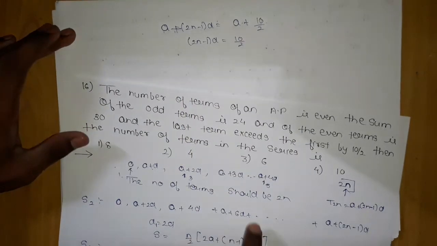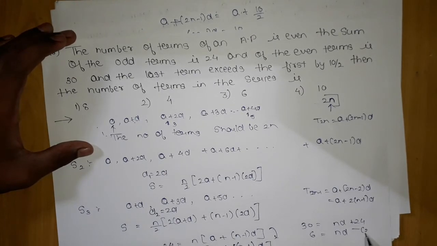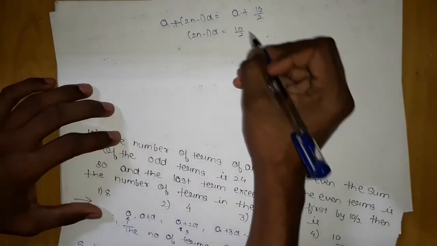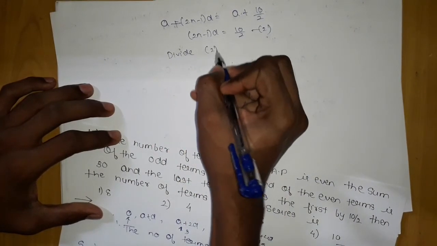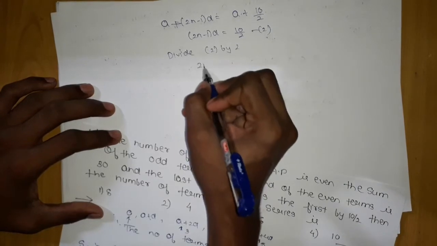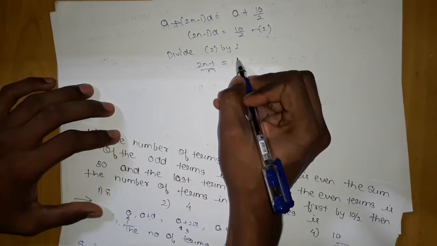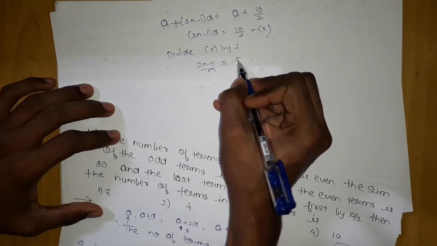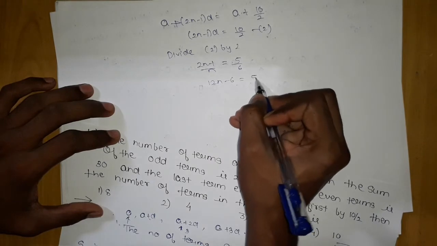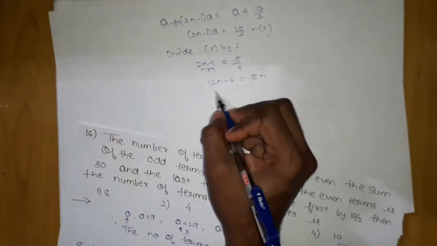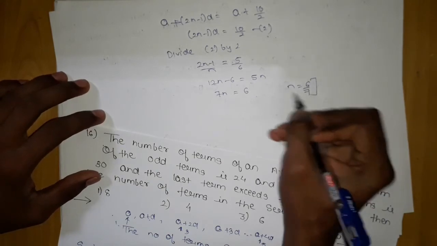If I divide these two, divide this one, the first and second, taking 2 by 1, what am I getting? 2n minus 1 upon n is equal to what? 10 by 2 means 5 by 6. Which will give me 12n minus 6 is equal to 5n, which indirectly leads to 7n is equal to 6, giving me n is equal to 6 by 7. So this is our answer.